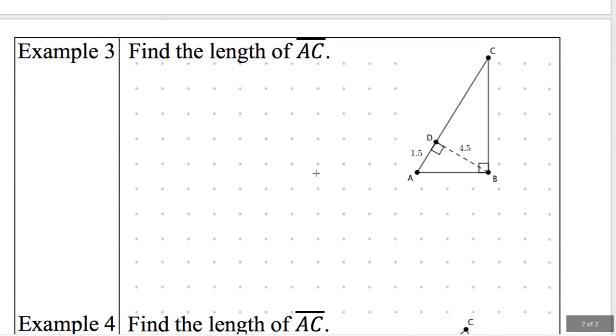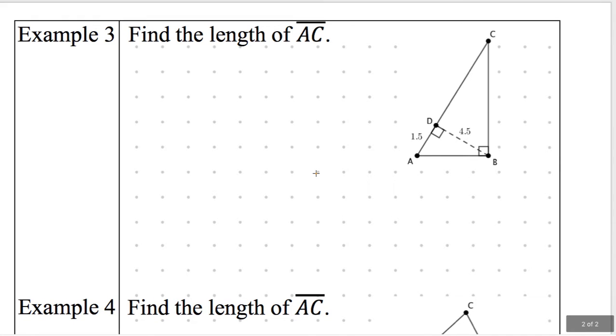All right, we're on to the back. Example 3. Find the length of AC. What would you guys prefer? Would you prefer me to help you get this set up, or do you want to try setting it up on your own? Hold up a 1 if you want to try it on your own. Hold up a 2 if you want me to help you set it up. The majority has it. It's 2, so we're going to help you set it up.